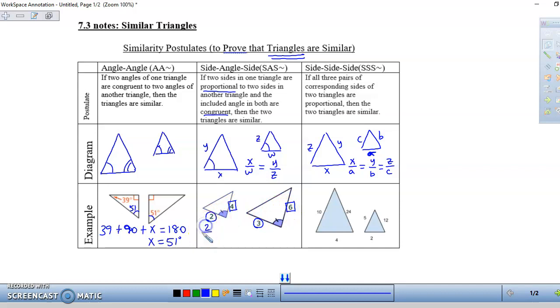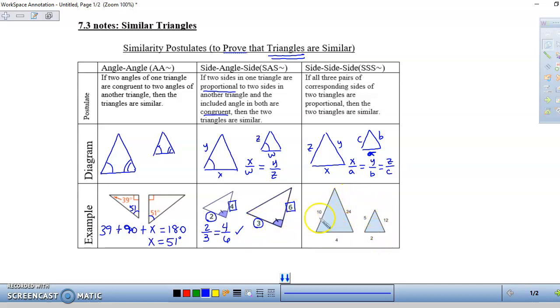So then all you have to do is write your two ratios and then see if they are equal. Well, this is 2/3, this is also 2/3, or you can cross multiply to check. So this is 12, this is also 12, so those are equal, and that checks out. Okay, so this would be similar by side, angle, side.